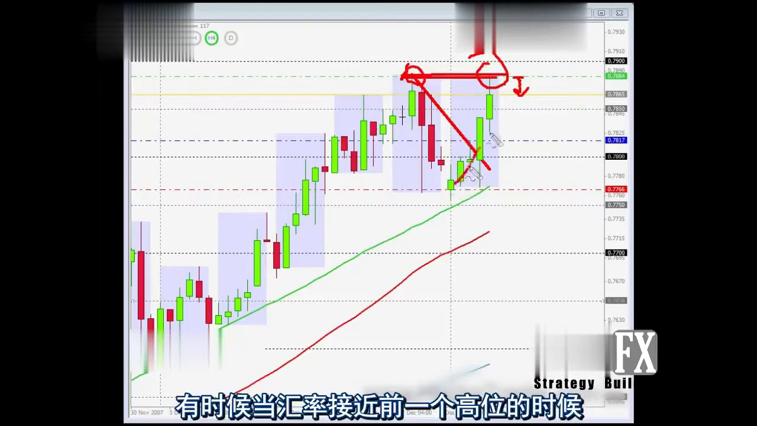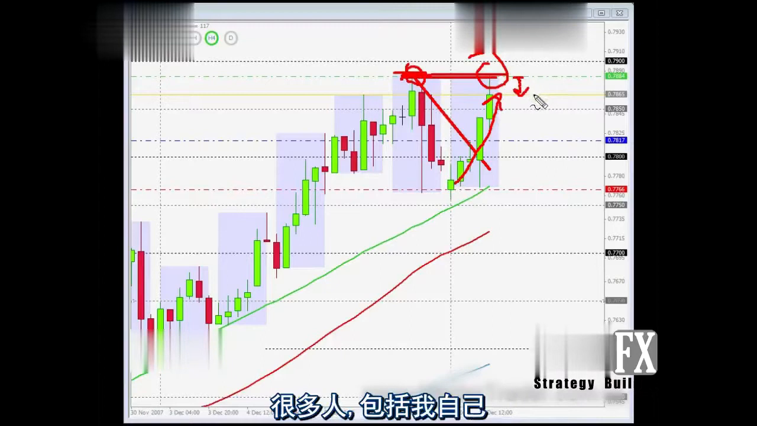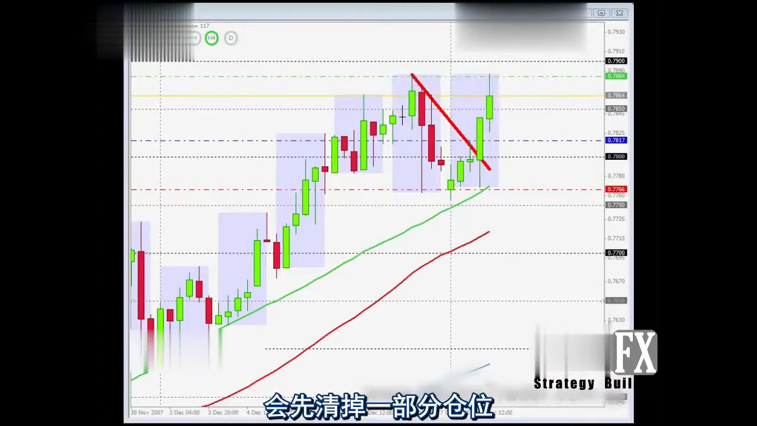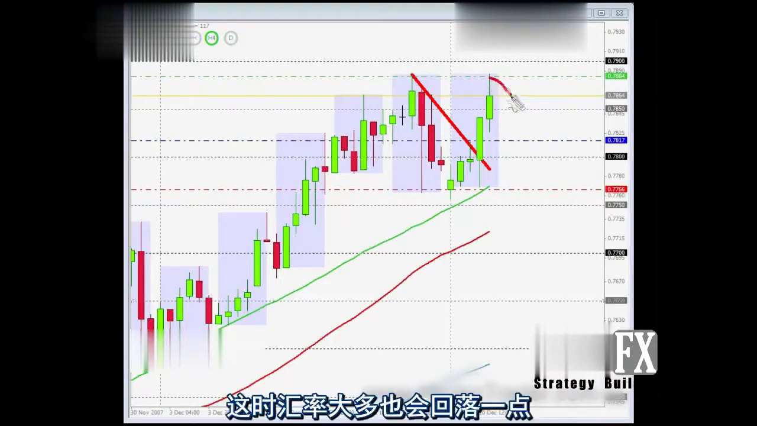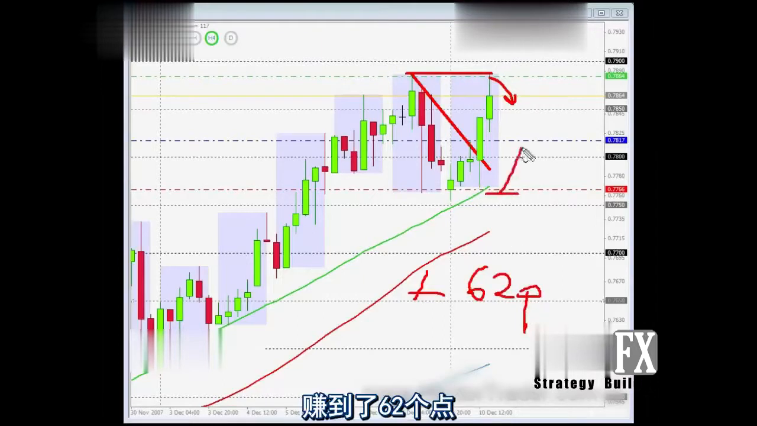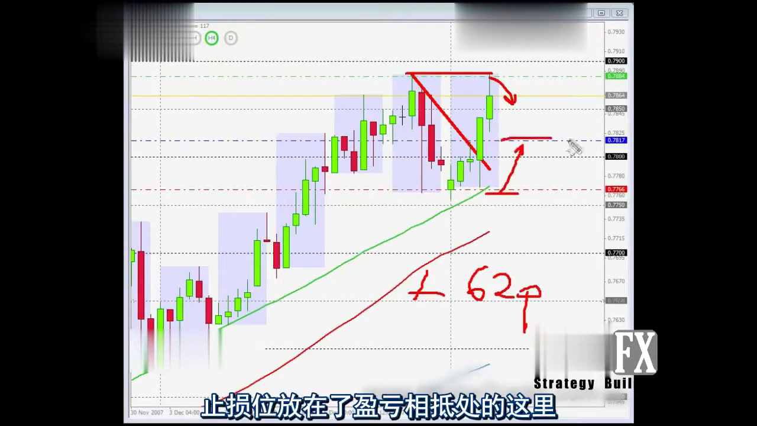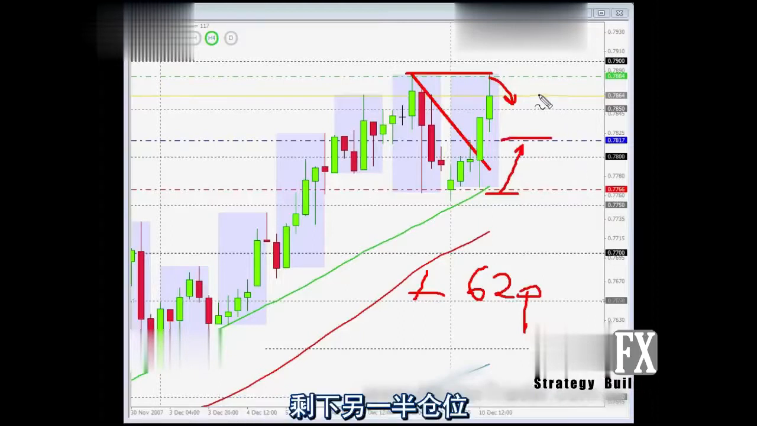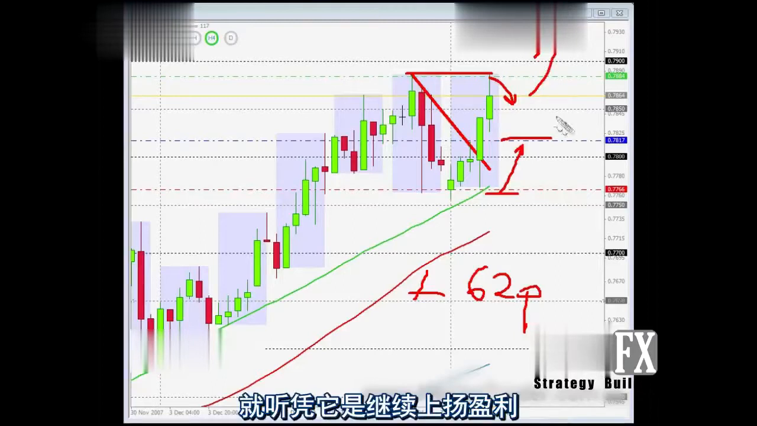Sometimes, when the swing hits the previous swing high, many traders, such as myself, like to close out a portion of their trades, and therefore price is bound to react a little bit off that level. Anyway, I've taken half of my lot size out for plus 62 pips. Stop has been trailed to break even right there, and I'm going to let the second half of the trade run to either its final target, or until I am stopped out at break even.